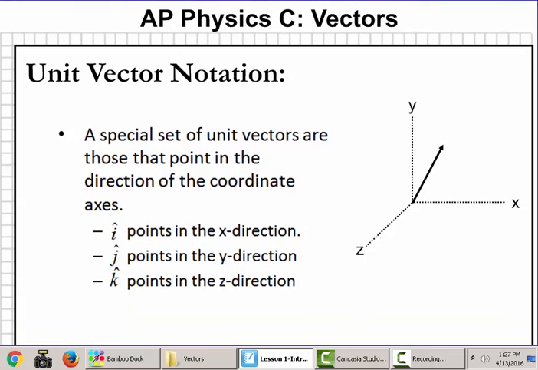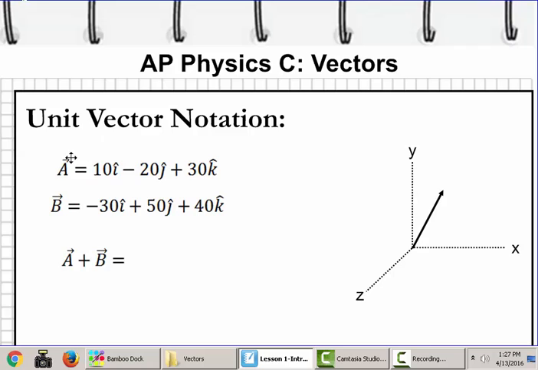Unit vector notation. Remember, i hat represents the x direction, j hat represents y direction, and k hat represents the z direction. And these are just going to give you the components of the vector itself. So example here, a vector is 10i hat minus 20j hat plus 30k hat. If you take this value squared plus this value squared plus this value squared and take the square root, you can get the magnitude of A. And that works the same way for B.